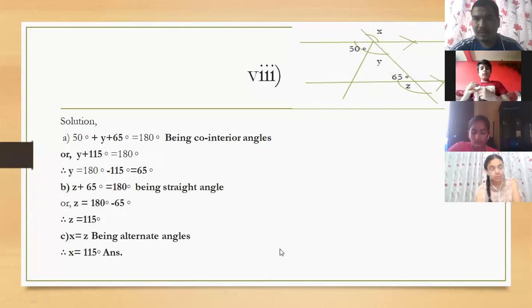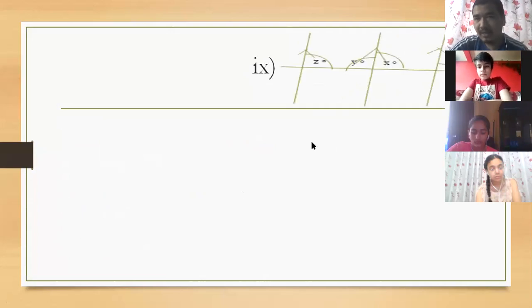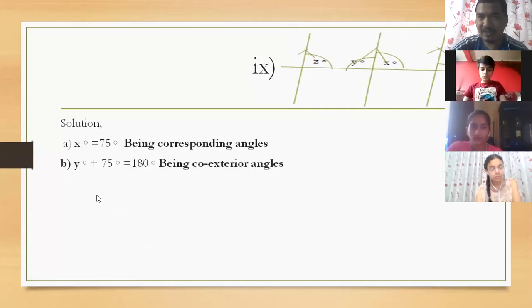Okay, now I am going to show you the next question. Look here. Do you know what is the relation of x and 75 in this figure? Sir, corresponding angle. Good, good. That you have right. x equals 75 degree. What is the relation of y and x here? Or y and 75 directly you can do. y and 75 also there is relation. Co-exterior angle. Right?